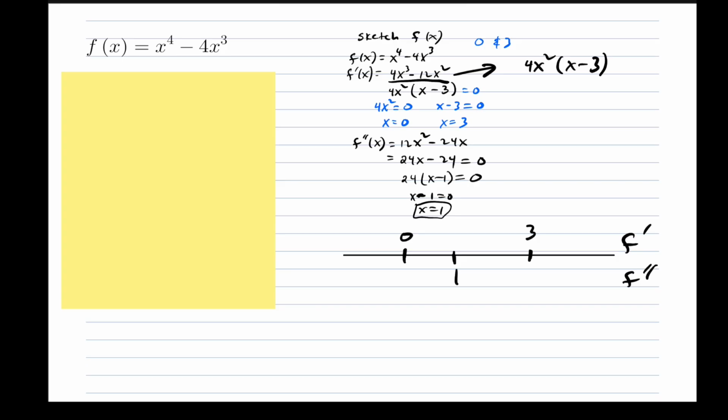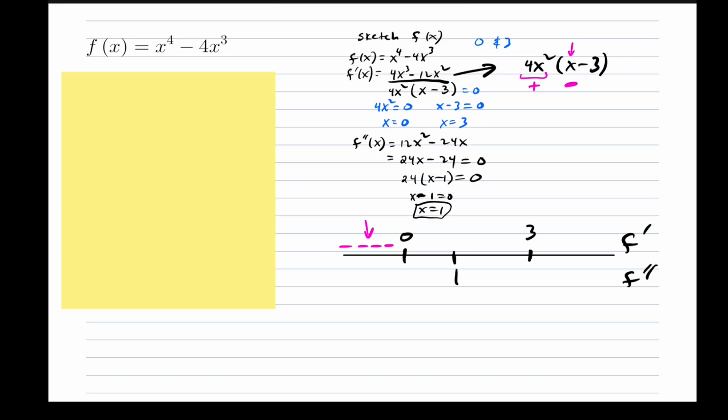For f prime, I'm going to put in something to the left of 0 and see what that is. So if I put a negative number in for x, well, 4x squared is going to be positive no matter what. And if I put in something like negative 10, well, negative 10 minus 3 would still be negative, so that's negative. So what I know is the derivative is negative on the left side of 0.